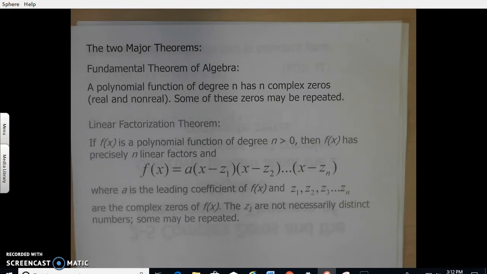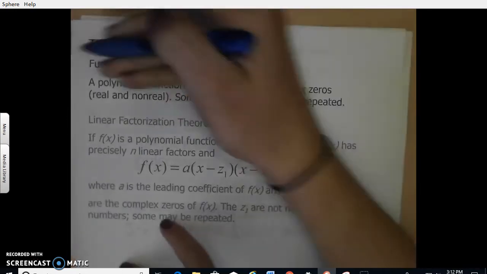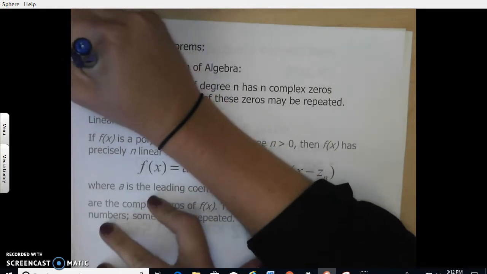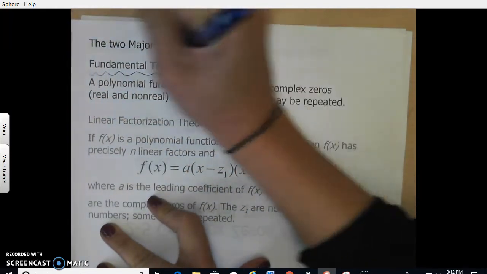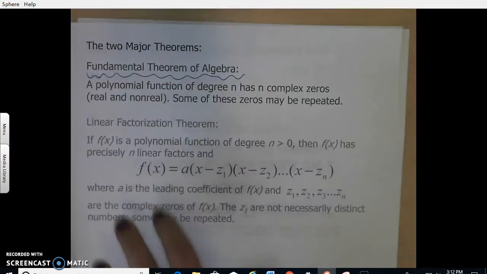So our two major theorems. First, we have the fundamental theorem of algebra. The fundamental theorem of algebra states that a polynomial function of degree n has n complex zeros, real and non-real. So some of these zeros may be repeated, some of them are real, some of them are not real.